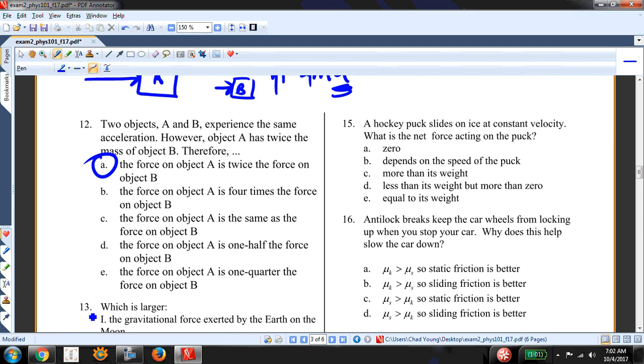A hockey puck slides on ice at a constant velocity. What is the net force? Well, constant velocity means a is equal to 0. Since the net force is equal to the mass times the acceleration, that means the net force is 0.